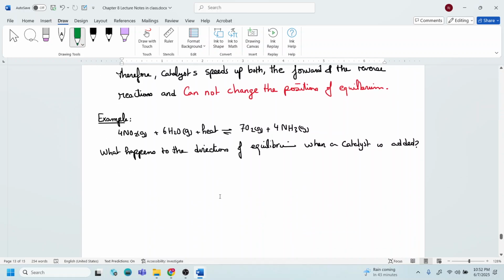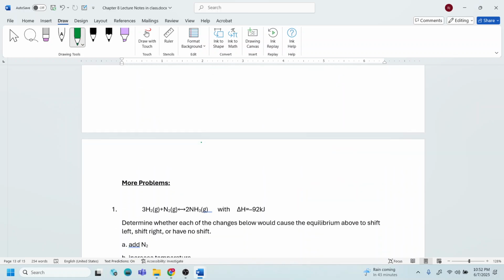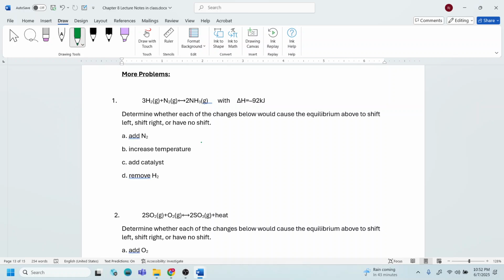Let's have an example over here. So, okay, we have this reaction. This is an endothermic reaction, similar to the one before. It tells me, what happens to the direction of equilibrium when the catalyst is added? I would say that the equilibrium position will not change. Okay, let's go ahead and have more problems.